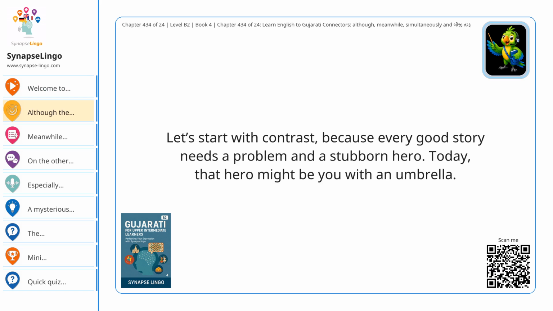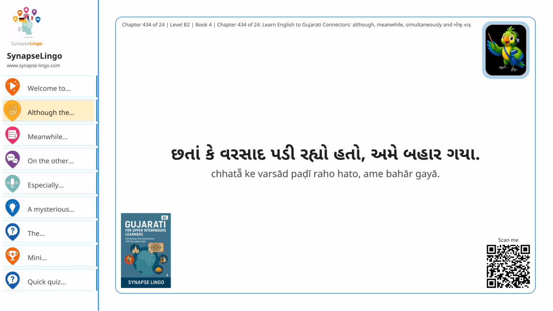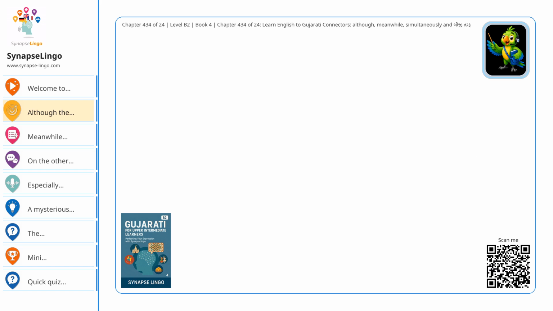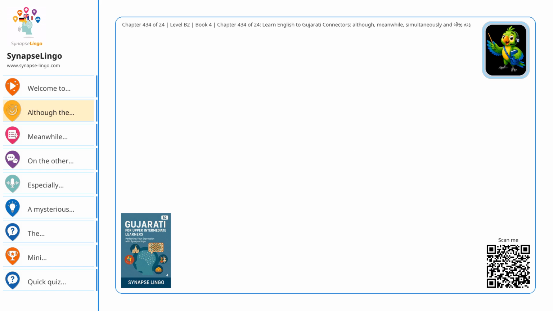Let's start with contrast, because every good story needs a problem and a stubborn hero. Today, that hero might be you with an umbrella. Use છતાં કે for although. Example: છતાં કે વરસાદ પડી રહ્યો હતો, અમે બહાર ગયા. Although it was raining, we went outside. Another form is જ્યાં કે. Example: જ્યાં કે તે મુશ્કેલ છે, હું પ્રયાસ કરીશ. Although it is difficult, I will try.